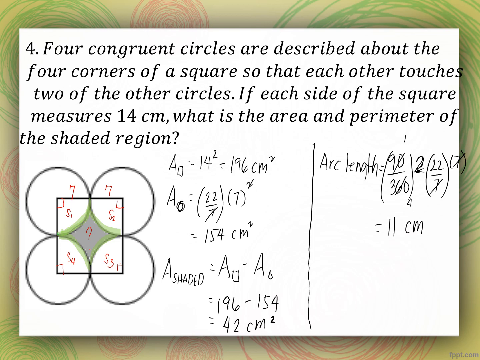So if we want to get the perimeter of the shaded region, we need to multiply it by 4. Therefore, the perimeter is 44 centimeters.